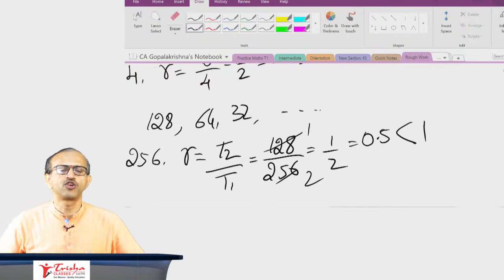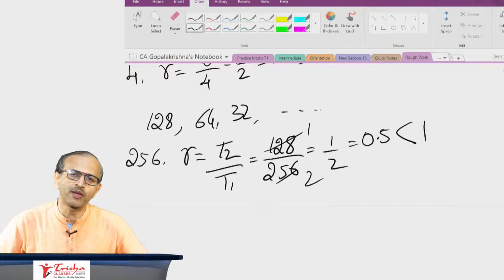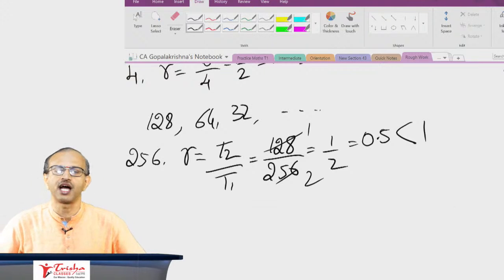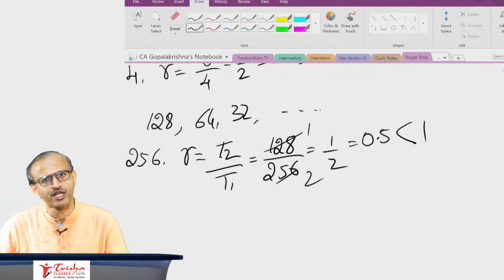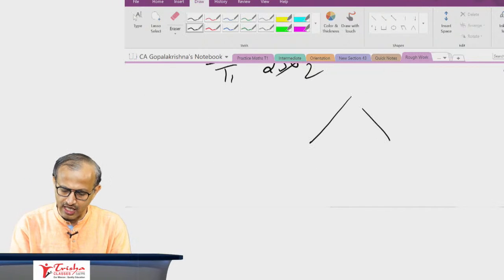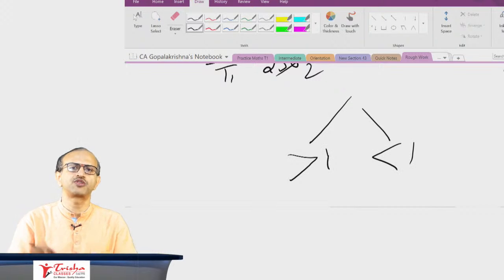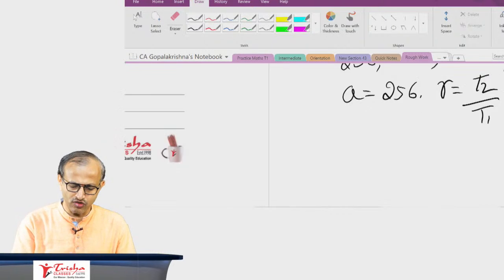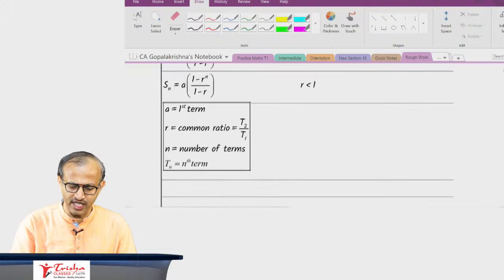Less than 1. So, in AP it could be plus D or minus D. Ratio can be more than 1 or less than 1. R can be of two types: R can be greater than 1 or less than 1. That's all. Nothing to do. Just substitute in the relevant formula. So, students, now with this, shall we proceed?